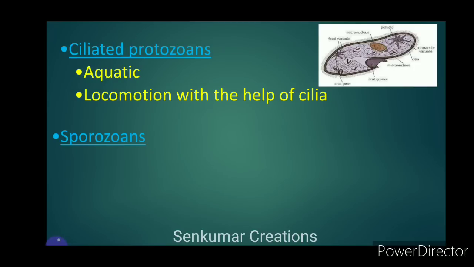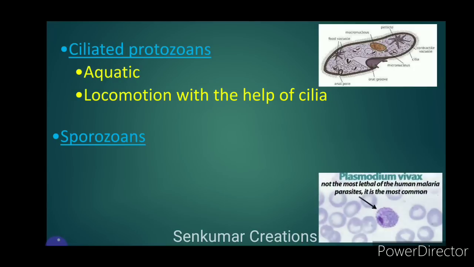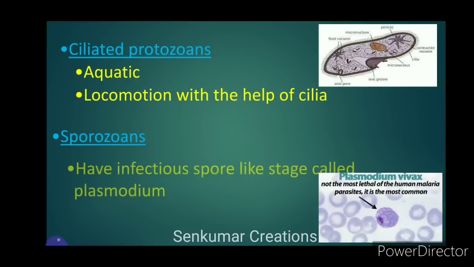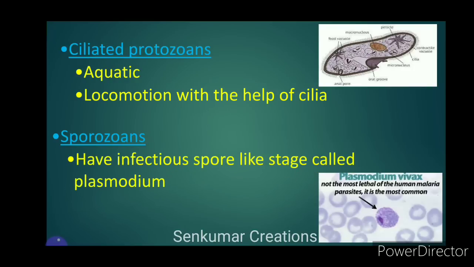And next are the sporozoans. For example, you can see Plasmodium vivax. The Plasmodium vivax is an example of a malarial parasite, and the sporozoans have infectious spore-like stages called Plasmodium. It is a stage of the spores, and the sporozoan is a pathogen. Okay, it is a pathogen, and it causes infectious diseases such as malaria. Example, Plasmodium.